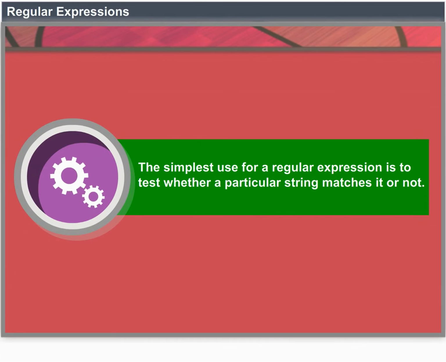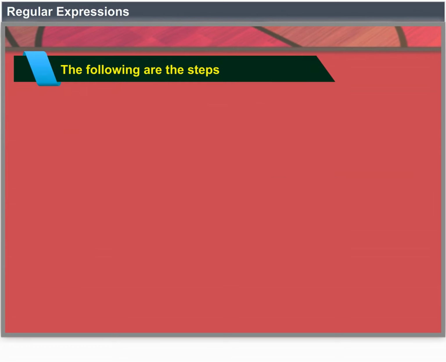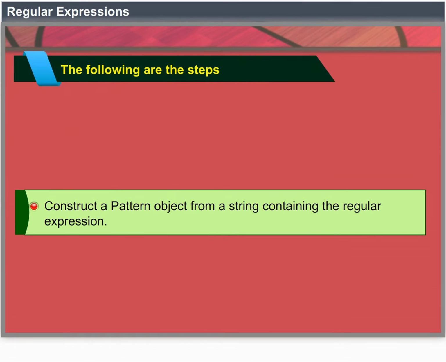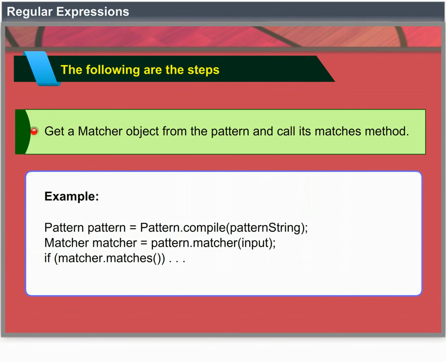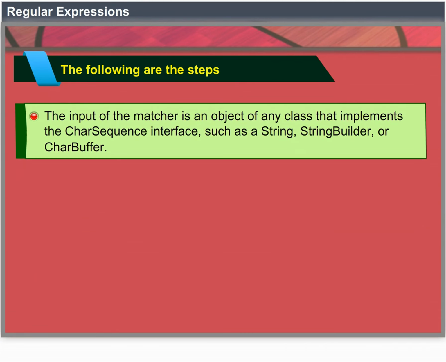The simplest use for a regular expression is to test whether a particular string matches it or not. The following are the steps. Construct a Pattern object from a string containing the regular expression. Get a Matcher object from the pattern and call its matches method. Example, Pattern pattern = Pattern.compile(patternString); Matcher matcher = pattern.matcher(input); if (matcher.matches()) ... The input of the matcher is an object of any class that implements the CharSequence interface, such as String, StringBuilder, or CharBuffer.